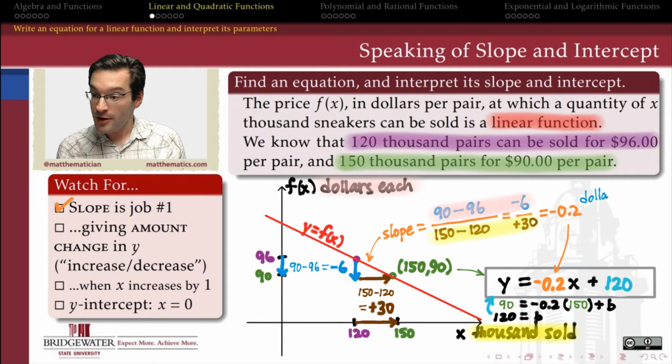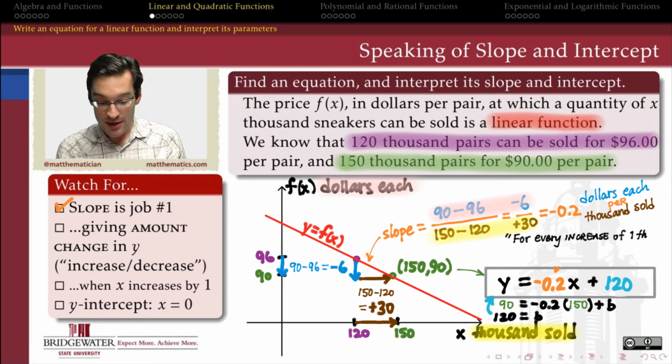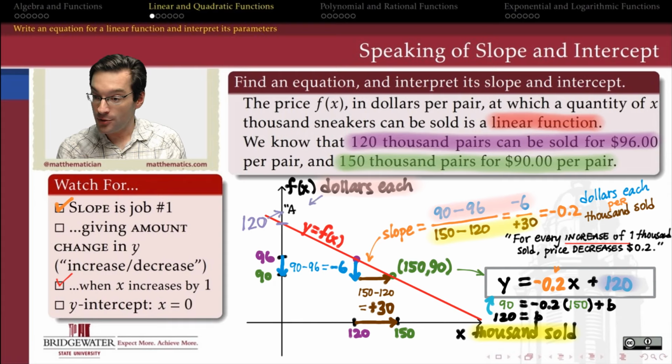So what do these slopes and intercepts actually mean? Well, to contextualize the slope, I'm going to add my units back in. This 30 is 30,000 units of shoes sold. This -6 is a $6 decrease in the price each. And so the units of this slope are dollars each per 1,000 sold. So in a sentence, I would say, for every increase of 1,000 pairs sold, the price per unit is going to decrease by $0.2. So add those units back in, it helps us to interpret the slope.